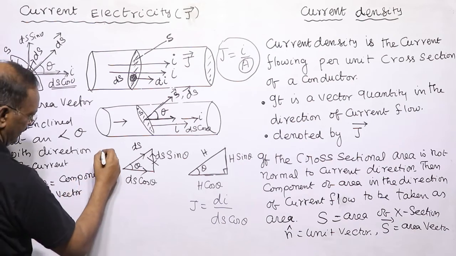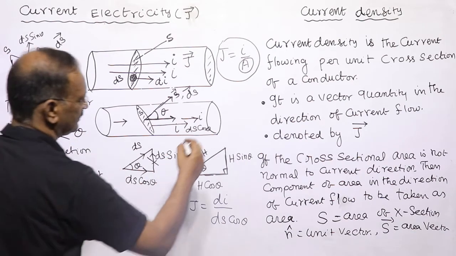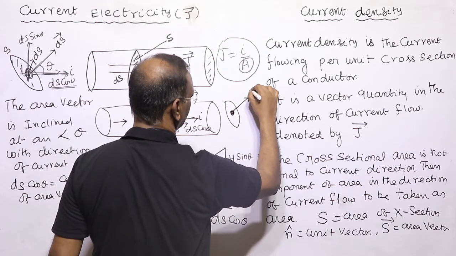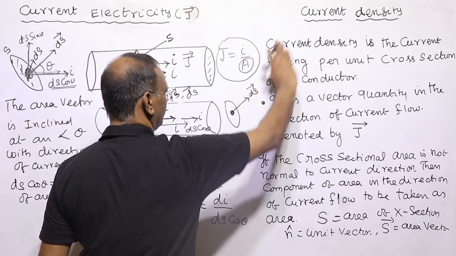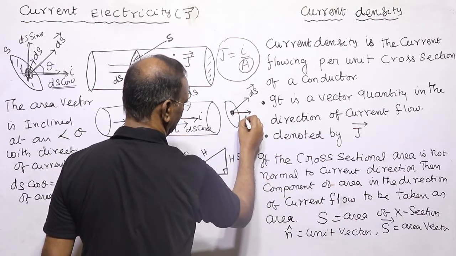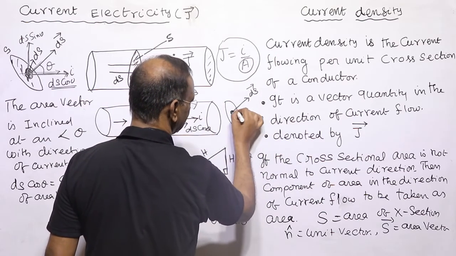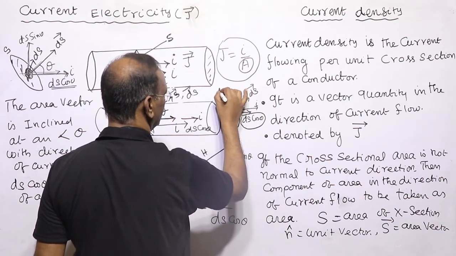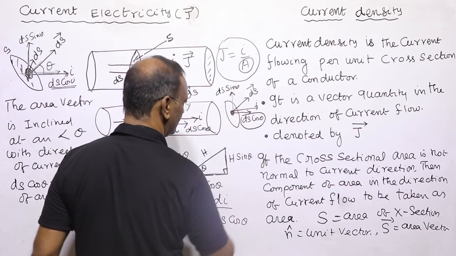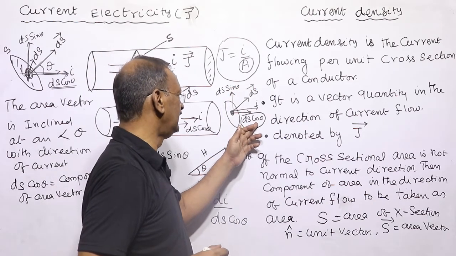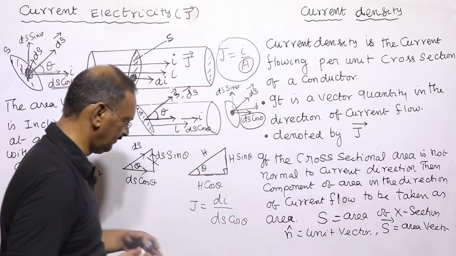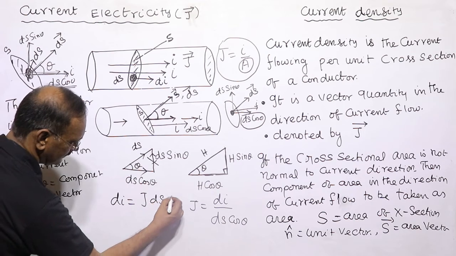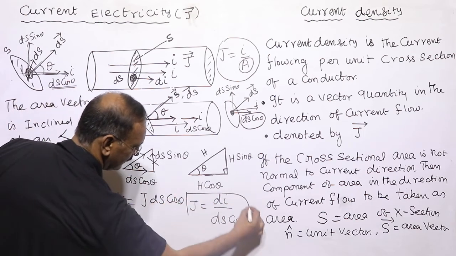If I explain, this is a small area, this is a ds vector. The ds vector means the area vector perpendicular to the face, and this is ds cos theta, and this is the direction of current. We need this component of the area. We don't need this component, ds sin theta, because by definition the area vector should be along the direction of current flow. That's why we are using it. So dI is equal to J into ds into cos theta.